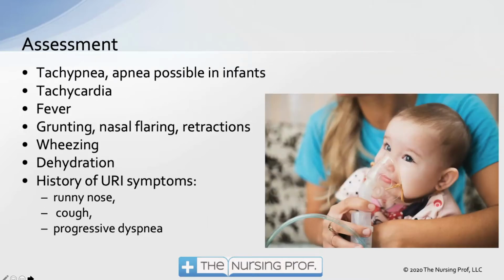Assessment: tachypnea. Apnea is possible in infants, so we may see periods of apnea. Tachycardia, fever, grunting, nasal flaring, retractions, wheezing, dehydration, a history of upper respiratory symptoms. So typically this is what precedes the actual infection, is that we'll see this period of time where the patient has the runny nose, the cough, the progressive dyspnea, and then that's moving into the RSV.